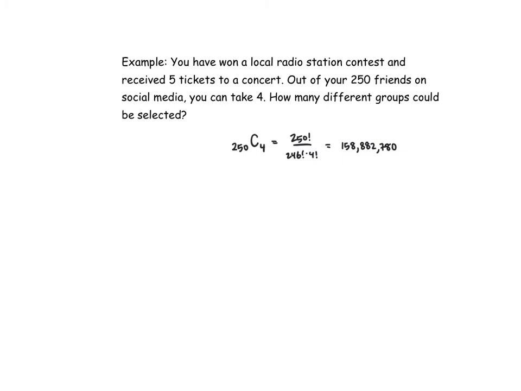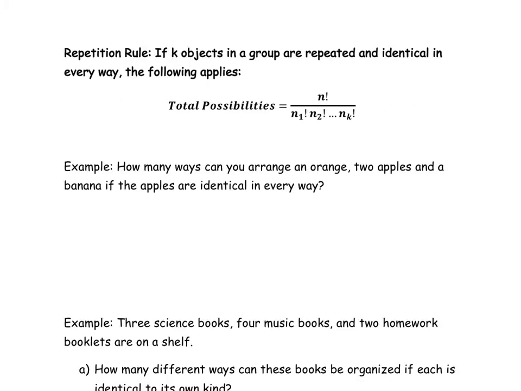Okay, let's continue with more on combinations, permutations, and I believe we're going to get into, in this case, repetition. Let's check it out. Okay, repetition rule. If k objects in a group are repeated and identical in every way, the following applies. Okay, I got to explain this. So let's say that you have 10 objects, n equals 10.